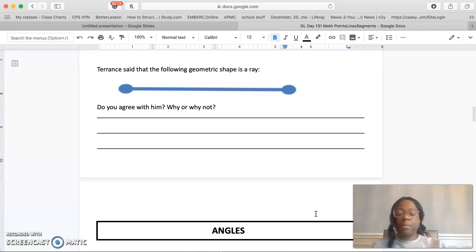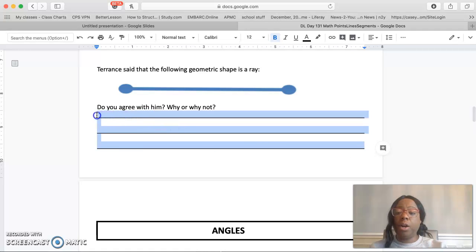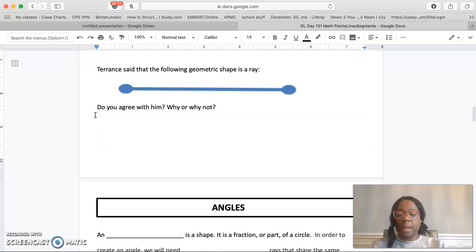All right, we have a challenge. Terrence said that the following geometric shape is a ray. Do you agree with him? Let's look at the characteristics. There is a line that has a point on one end and a point on the other. So do we agree with Terrence?